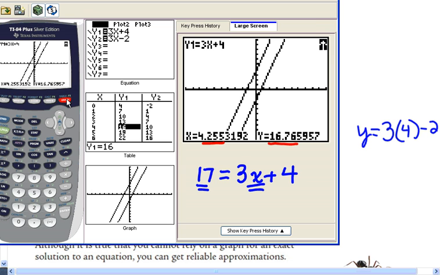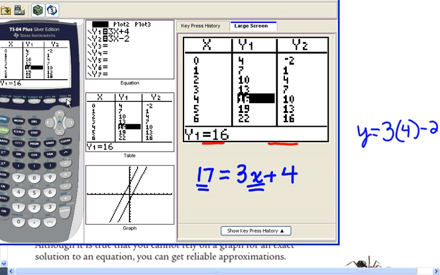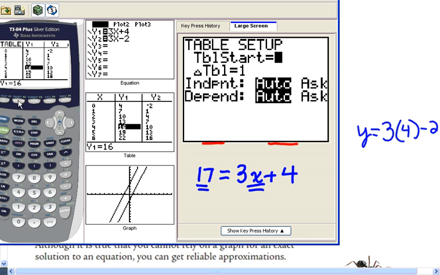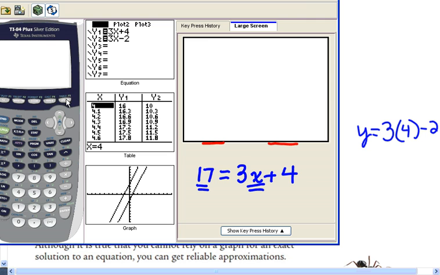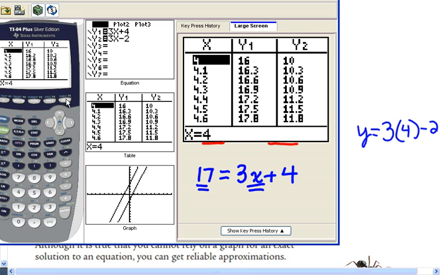I go back to my table, and I want to get close that way. I can go to my table set, and I know x is close to 4. So I can start my table setup, which is second window. I can start that at 4, and I can change my intervals to go up by 0.1. Go back to my table, and now we can see we're getting a little closer to 17. So somewhere between those two values, y is equal to 17. So that's the solution to that equation.